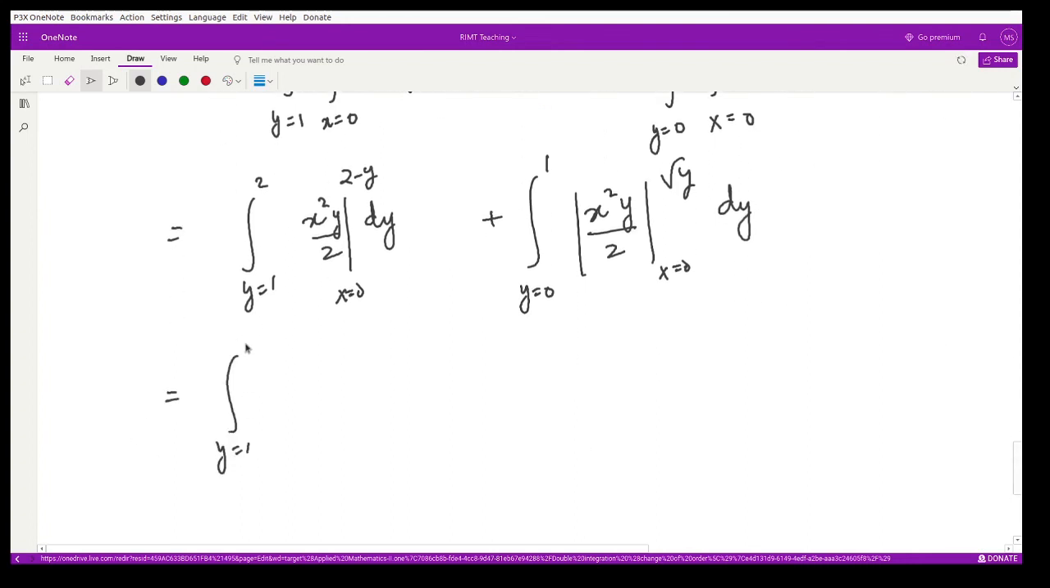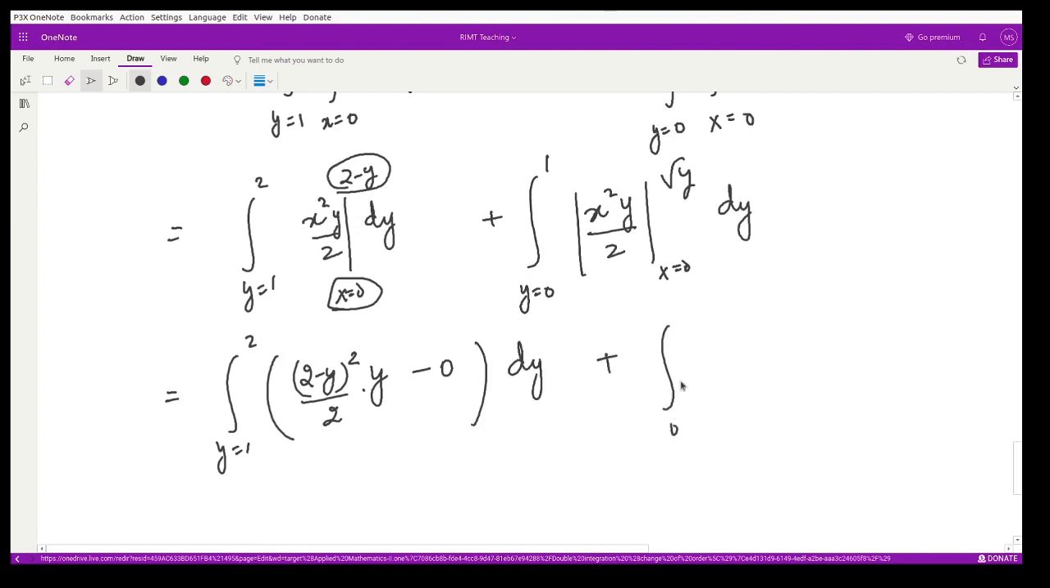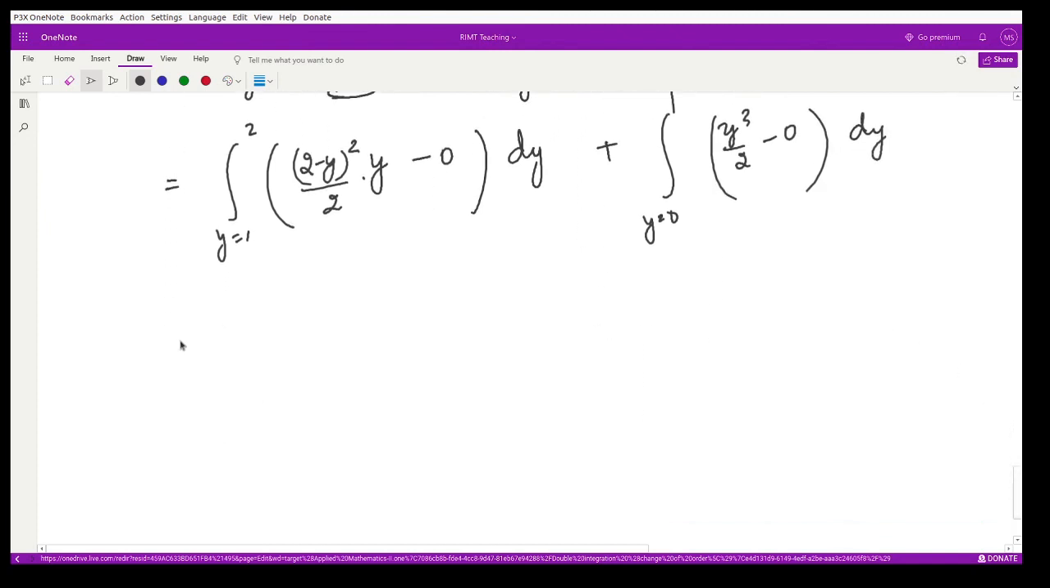So we just simplify this thing. So it is y varying from 1 to 2. x square by 2 would be constant, and in place of x, we will substitute the limits. So what would be the limit? 2 minus y whole square divided by 2 into y minus 0, right, into dy. And in the second case, from 0 to 1, you have the value as y square by 2 minus 0 into dy. So now we have to perform this integration.